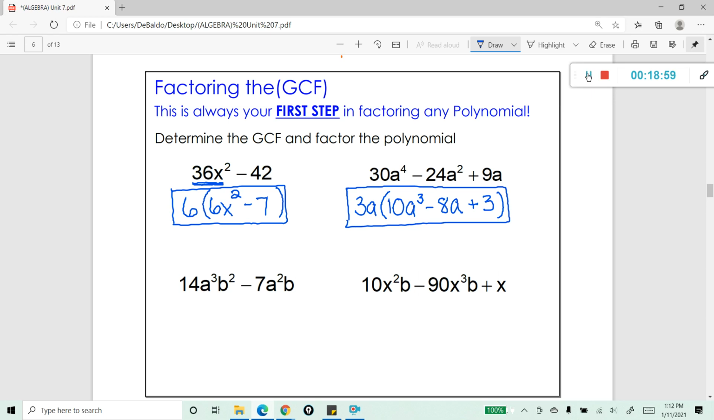Let's try a couple more. This one's a binomial. Let's go ahead and factor this binomial. Let's pull out the GCF. The greatest common coefficient is going to be 7. The greatest common a is going to be a squared. The greatest common b is just going to be b. I'm going to go ahead and close the parentheses here and ask myself, well, what would I need to multiply that by to get that 14a cubed b squared? Well, 2ab.